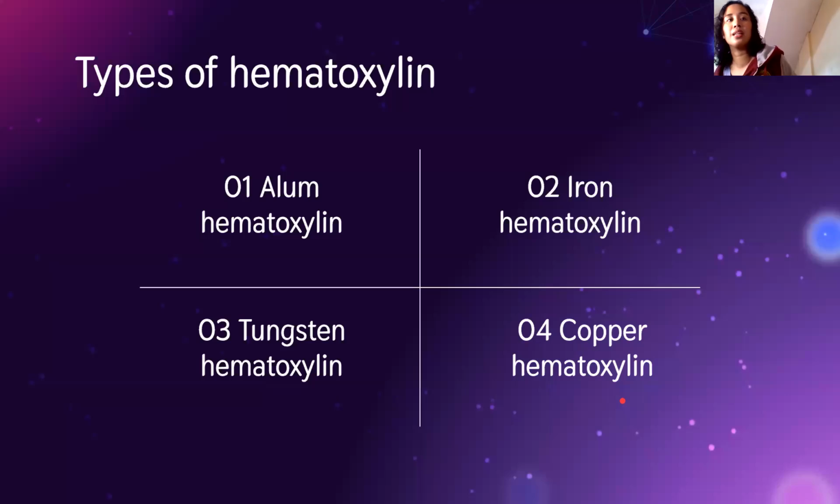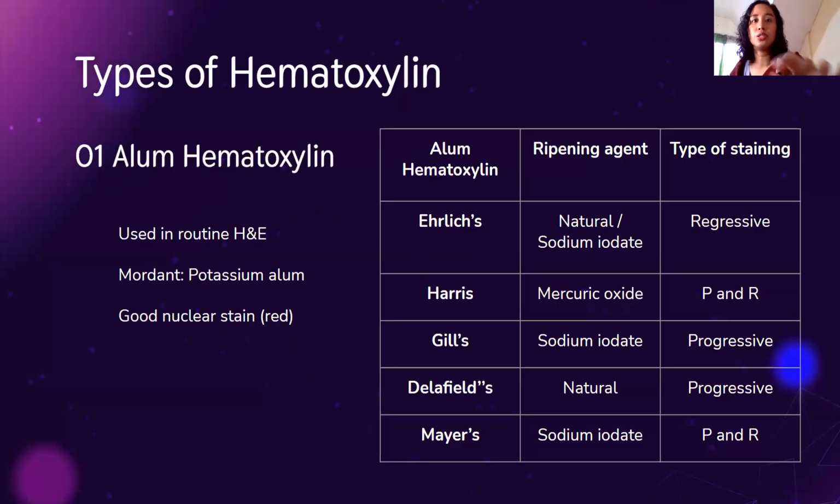So we have different types of hematoxylin. This hematoxylin can vary, guys, based on the mordant that you will use. Okay? So pag alum hematoxylin, alum ang mordant. Pag iron, iron ang mordant. Tungsten, tungstenic acid ang mordant. Copper, copper ang mordant. So lahat ng alum hematoxylin na to, alum ang mordant nila, potassium alum.